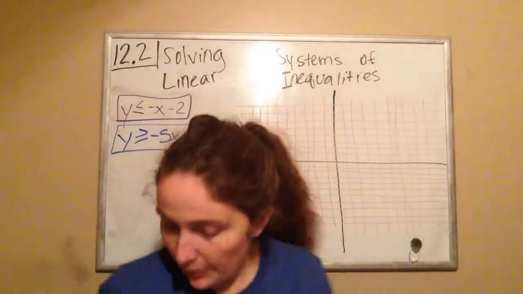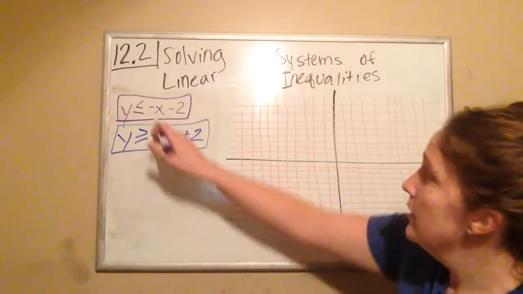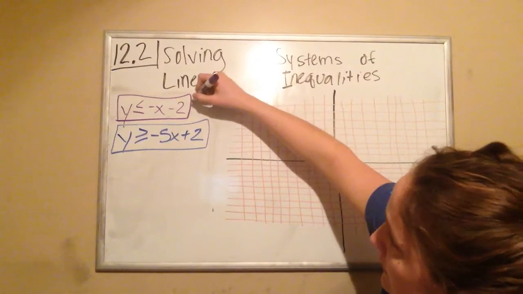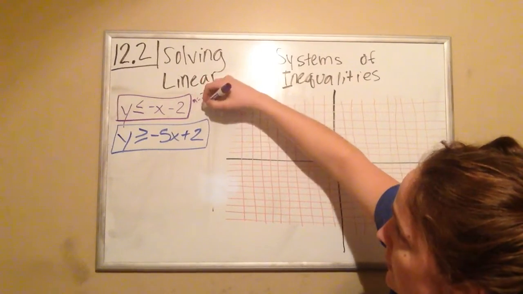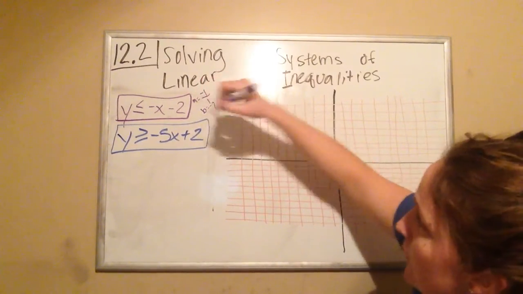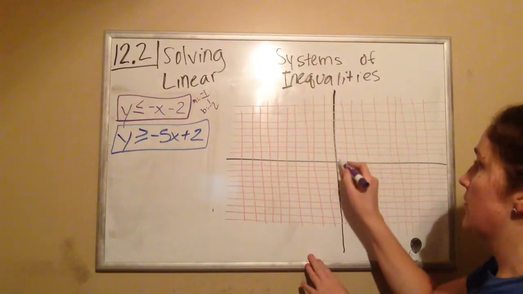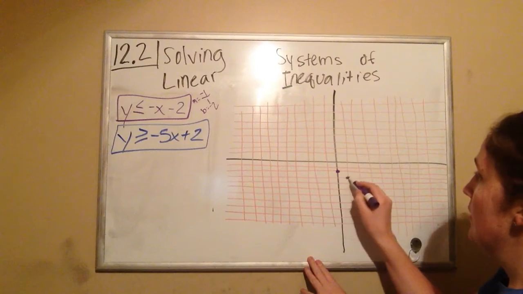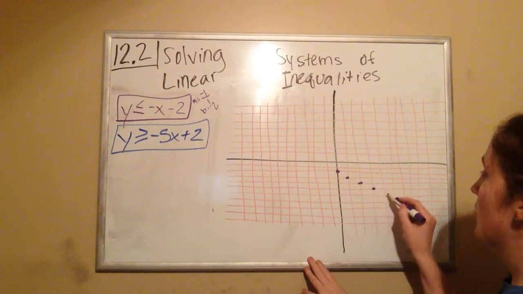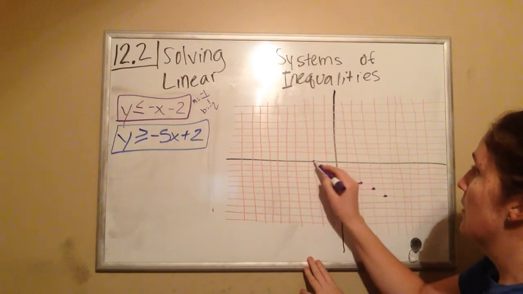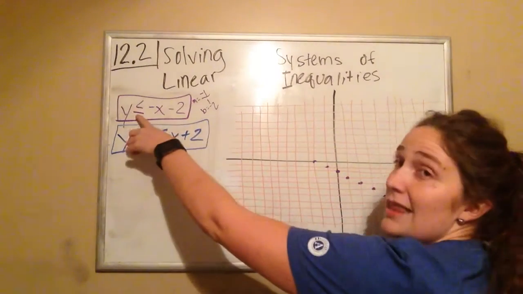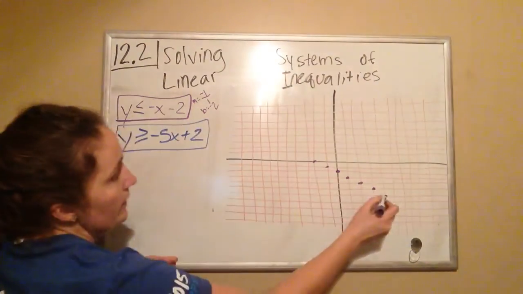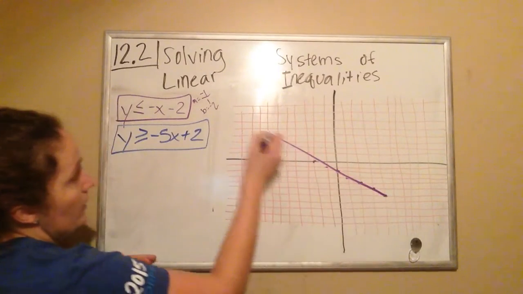Alright, I'm going to go ahead and graph these. So the first one, the slope is negative 1, and the y-intercept is negative 2. So to graph that, I go to negative 2. Slope is down 1 over 1. I know that it has a line underneath it, so it's a solid line, not a dashed line. So when I connect it, it's a solid line.